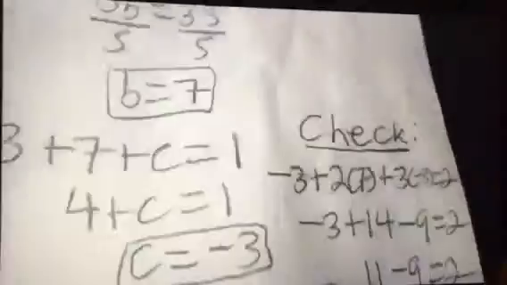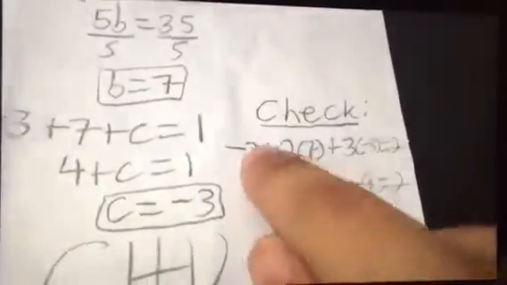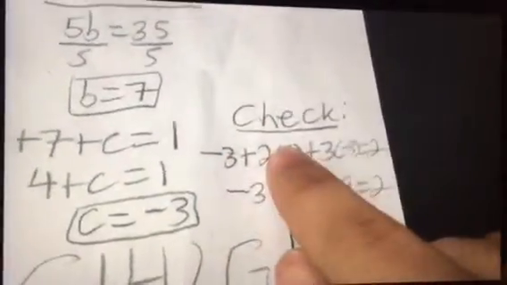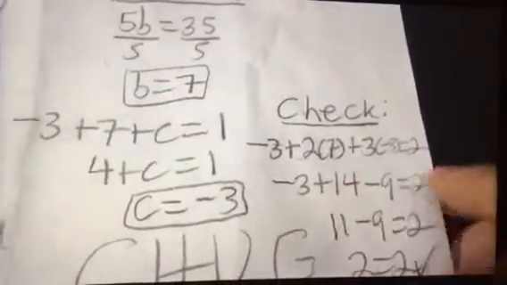Now, like the A plus student I am, I always check my work, and that's what we're going to do. So over here, we have our a, which is negative 3, our b of 7, and our c of negative 3. Negative 3 plus 14 minus 9 equals 2.